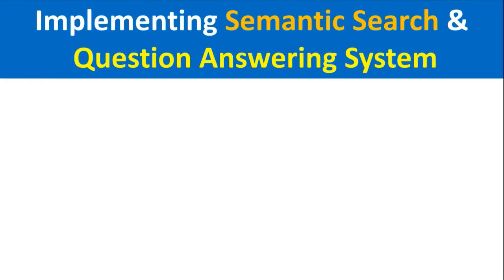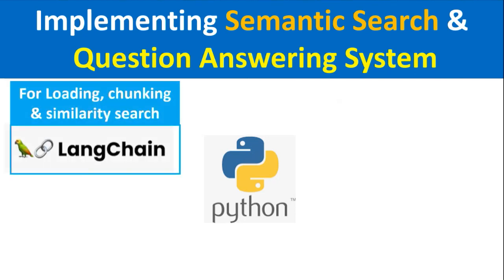In this hands-on exercise, we are going to implement a question answering system for a PDF document. We will be implementing this in Python. At a high level, we know that we have to do the following. Number one, loading and chunking our PDF files. For loading and chunking our PDF files, we are going to use the LangChain open source library.